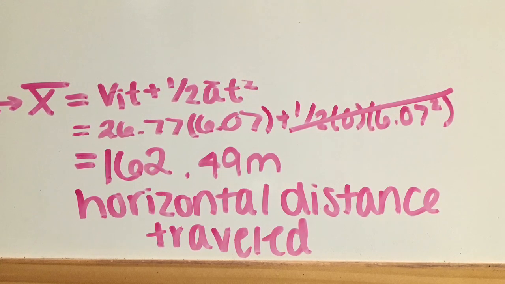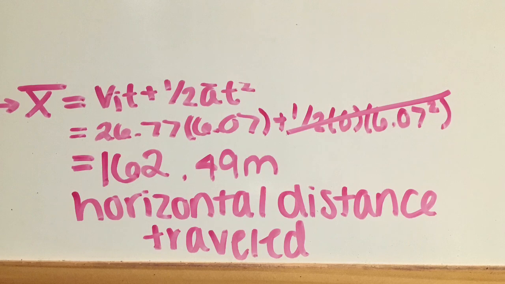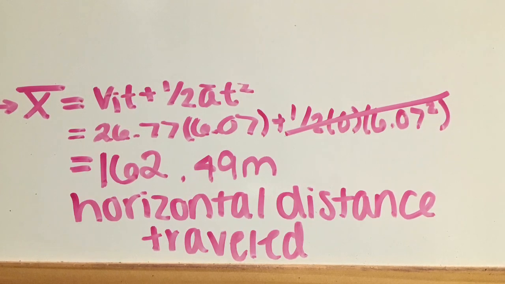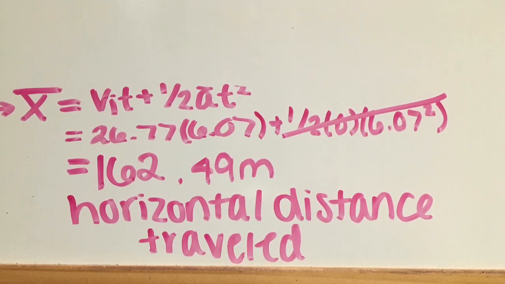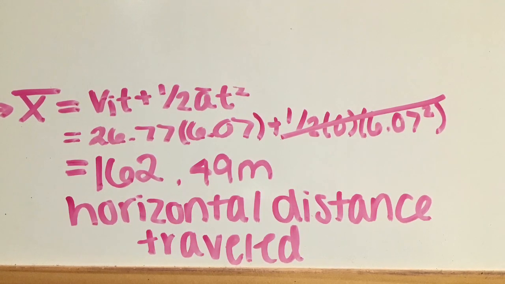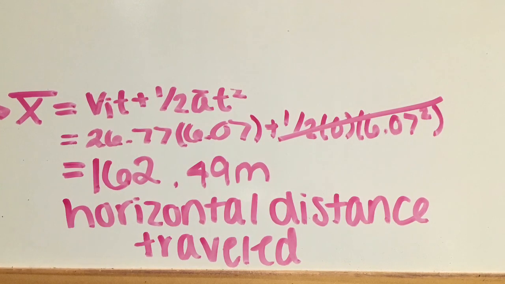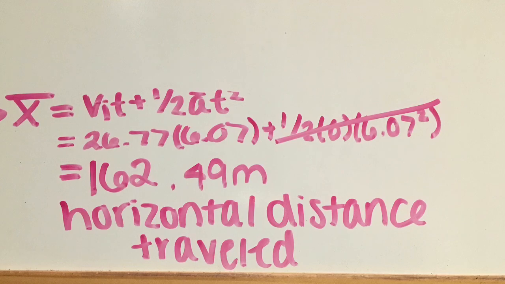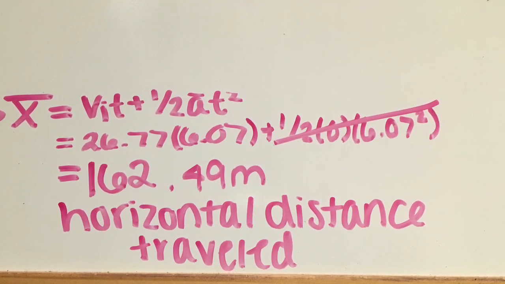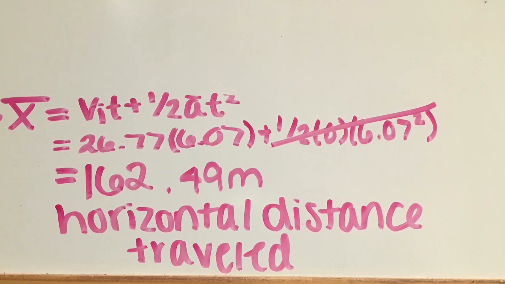Because our acceleration in this equation is 0 meters per second squared, we only need to worry about the 26.77 meters per second times 6.07 seconds. In this displacement equation, we only need to worry about the initial velocity times time. Therefore, we get a final answer of 162.49 meters as the horizontal distance traveled.